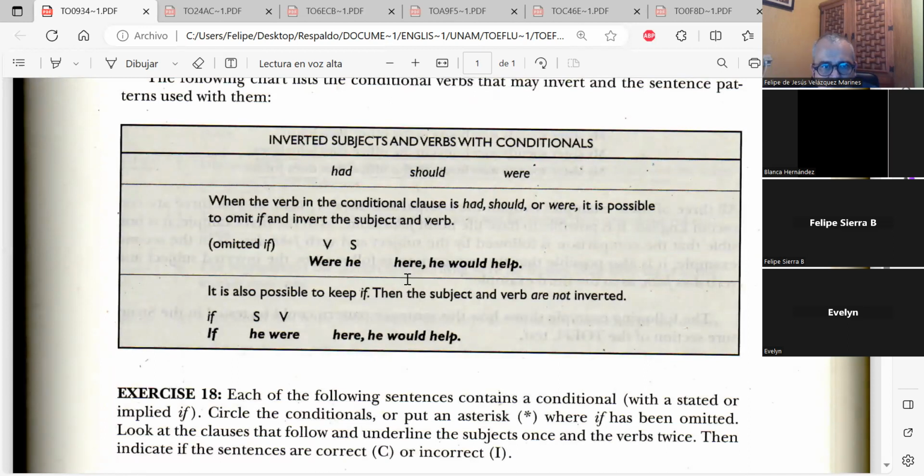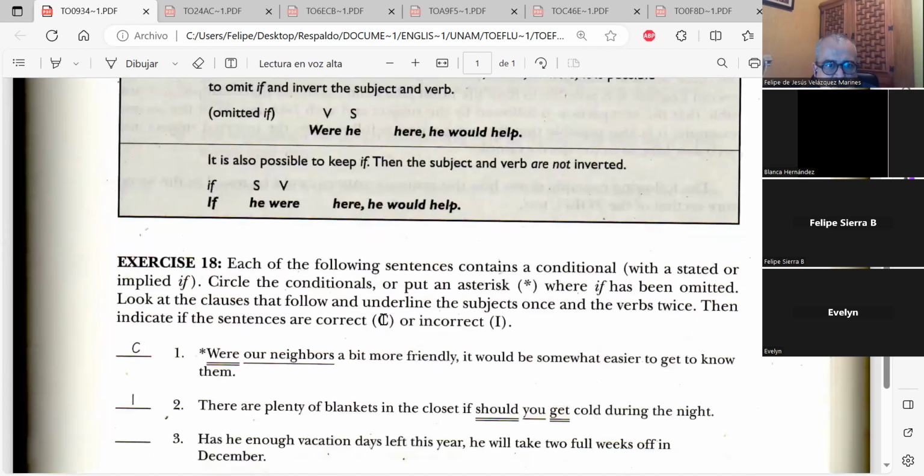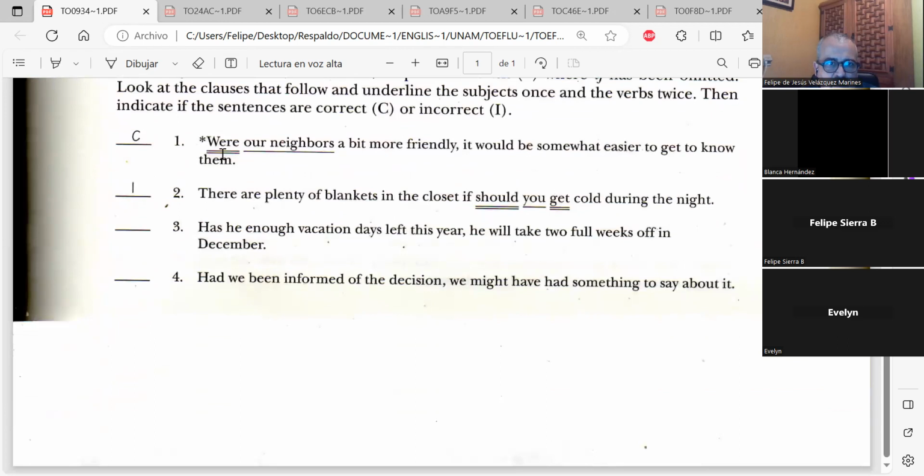If he were here, he would help. Were our neighbors a bit more friendly? So if our neighbors were a bit more friendly, this is correct. It would be somewhat easier.